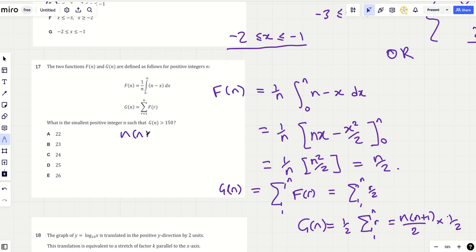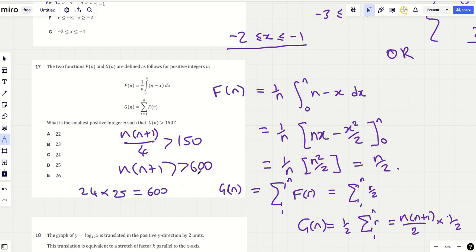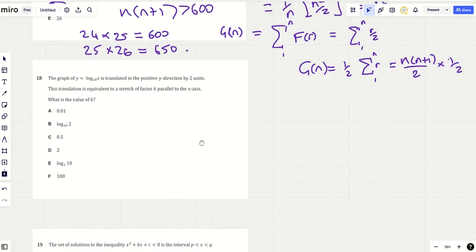So n times n plus 1 over 4 is bigger than 150. You can kind of do the next bit by inspection. Right, we want 600. We want a number times one more than the number to be bigger than 600. I went for 24 at first, but 24 times 25 is 600. But we want it to be bigger than 600, so we need our n to be 25. Because that would be 25 times 26, which is 650, isn't it? Because 25 squared is 625, so one more 25 would be 650. Yeah, I think so. So I think the answer should be D. And I'm just checking the answer key on my other screen, and we've got it right.